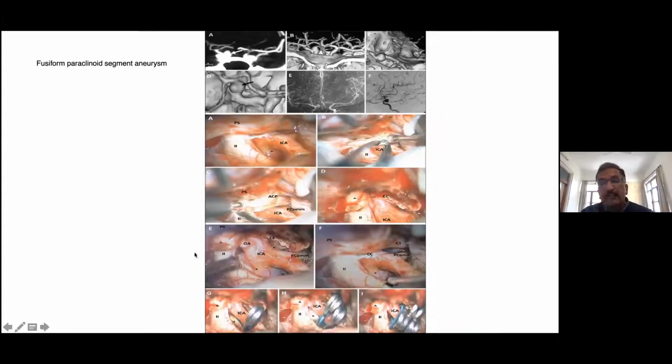And the second is that if there is an ICA here and the aneurysm is on both sides of the ICA. So you see, this is the ICA here. So this is the aneurysm of this side. There is an aneurysm of this side, and this is the cavernous sinus. This is the optic nerve.